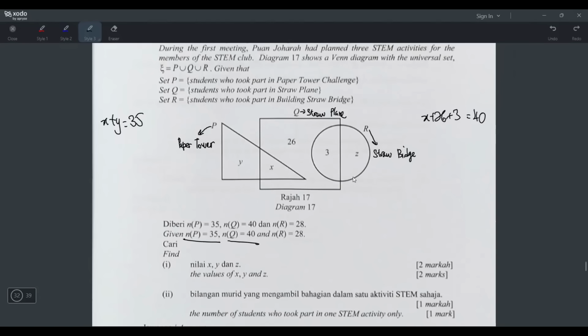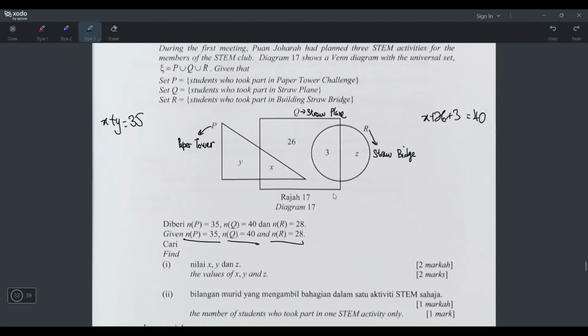Okay, last one, n(R) is 28. Cannot write 28 like that, wrong. Unless they say R only. If they say R only, then you can write here, because this is the region for R only. But they didn't say only. They said R is 28. It means the whole R is 28. So 3 plus Z is 28.